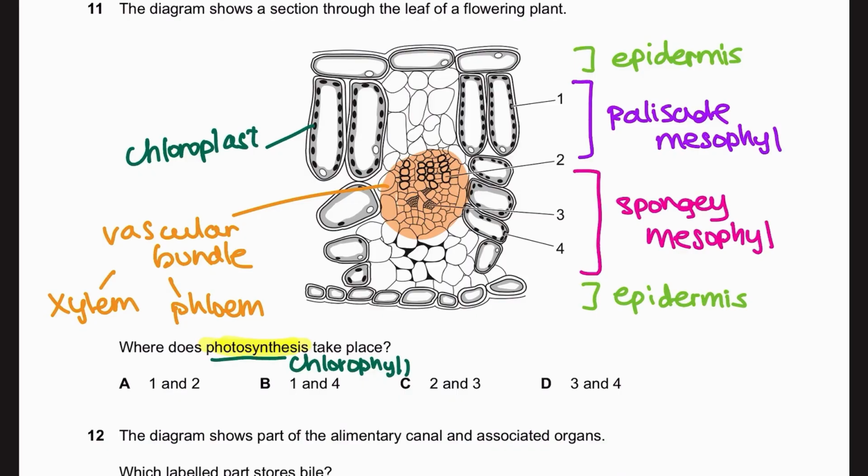But anyway, who has the chloroplast then? 1 definitely has the chloroplast. So that's got to be either A or B, right? Not C, not D, forget it. 2 does not have chloroplast. There's no black dots in 2. And definitely not 3. And 4, yes, absolutely. So 1 and 4. Therefore, the answer is B. B for boy.